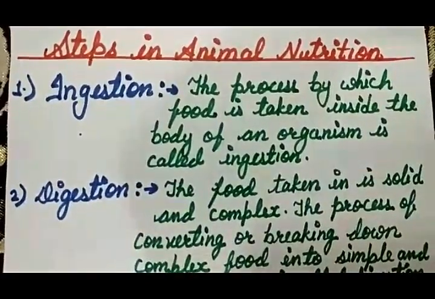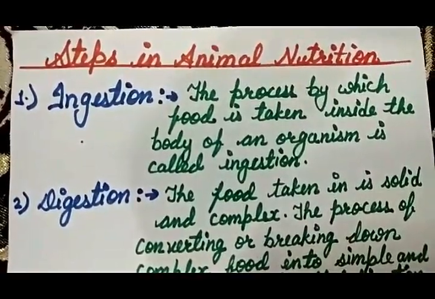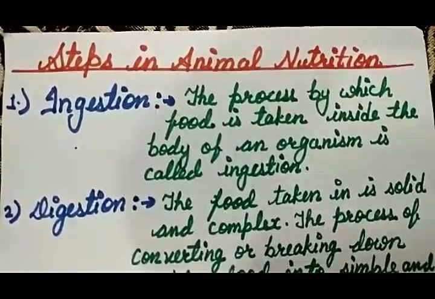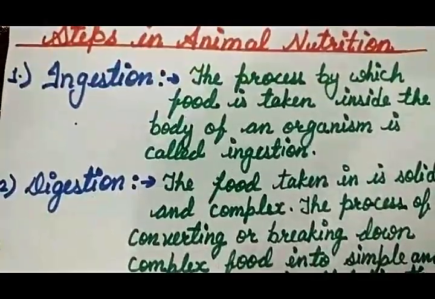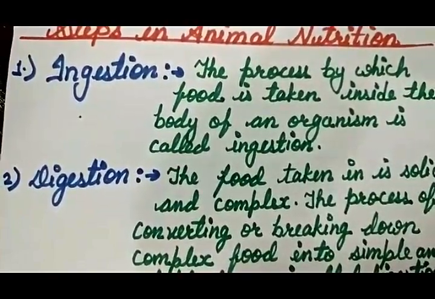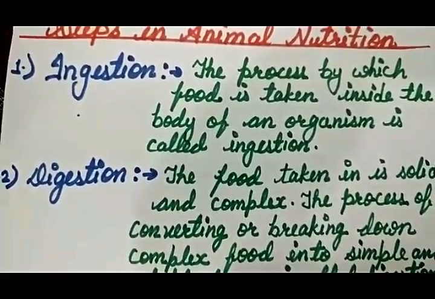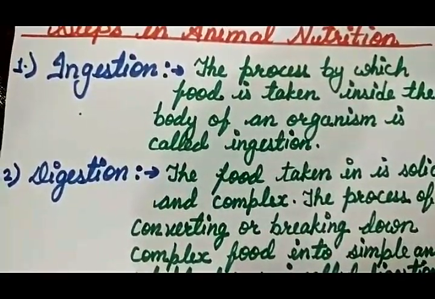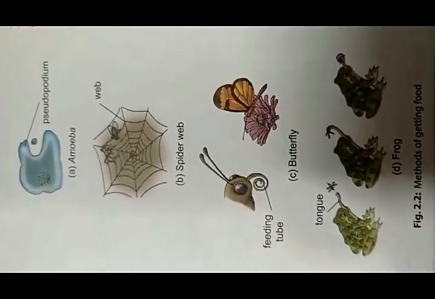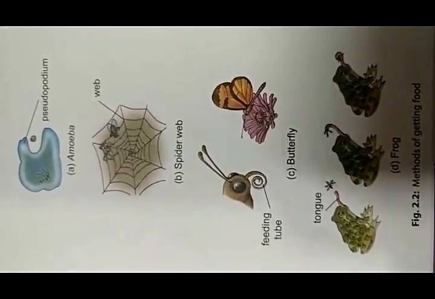Now, in the series of steps of nutrition, first comes ingestion. It is the process by which food is taken inside the body of an organism, and for ingestion, different organisms use different methods to get food. There are some special structures in each organism for taking food inside the body. For example, in amoeba, false feet or pseudopodium is used to engulf the food particle.